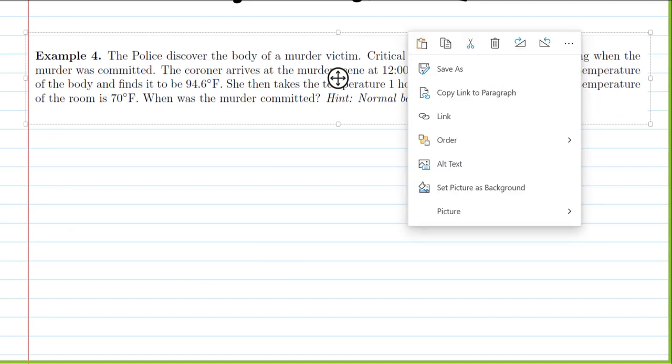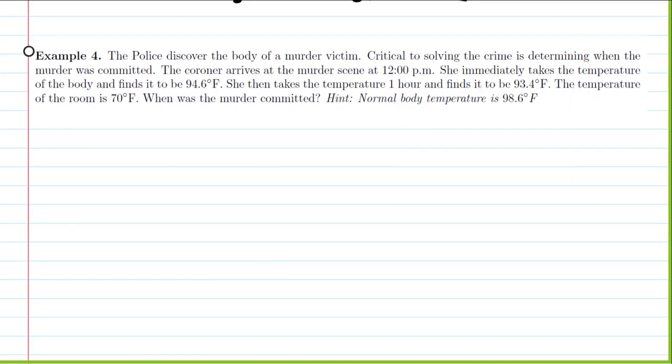The police discover the body of a murder victim. Critical to solving the crime is determining when the murder was committed. The coroner arrives at the murder scene at 12 p.m. She immediately takes the temperature of the body and finds it to be 94.6 degrees. She then takes the temperature 1 hour later and finds it to be 93.4 degrees. The temperature of the room is 70 degrees. When was the murder committed?